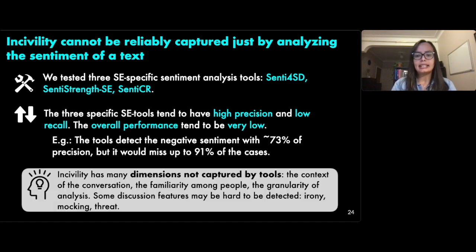So we observed that incivility actually cannot be reliably captured by just analyzing the sentiment of a text. This is because incivility has many dimensions not captured by those tools, such as the context of the conversation, in our case the previous emails in the email thread, also the familiarity among people, and the granularity of analysis, whether it's at the thread, the email, or the sentence level. Also, some features of discussion might be hard to detect by those tools, such as irony, mocking, and threat.